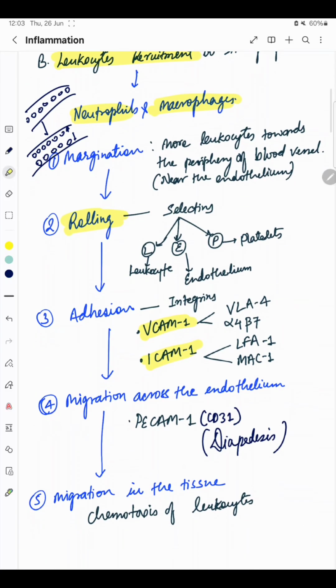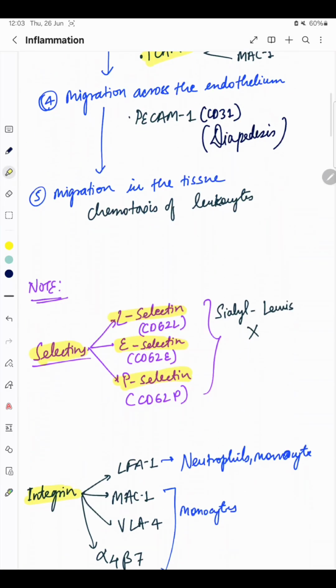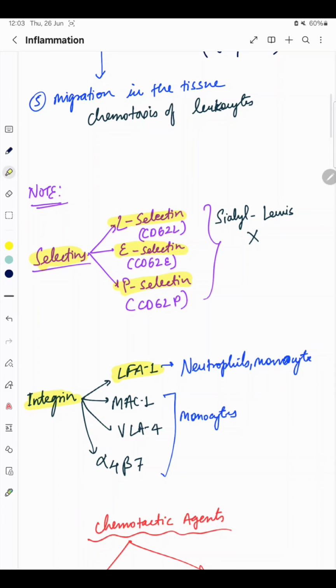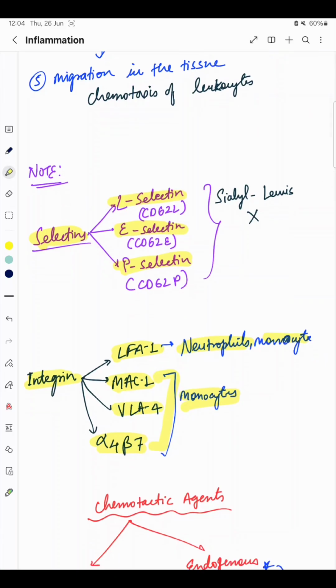Integrins are the proteins that help leukocytes adhere to the endothelium. LFA1 integrin is present on neutrophils and monocytes. MAC1, VLA4, and alpha 4 beta 7, these three integrins are present on the monocytes. So the monocyte has all the integrins and the neutrophil has only the LFA1 integrin.